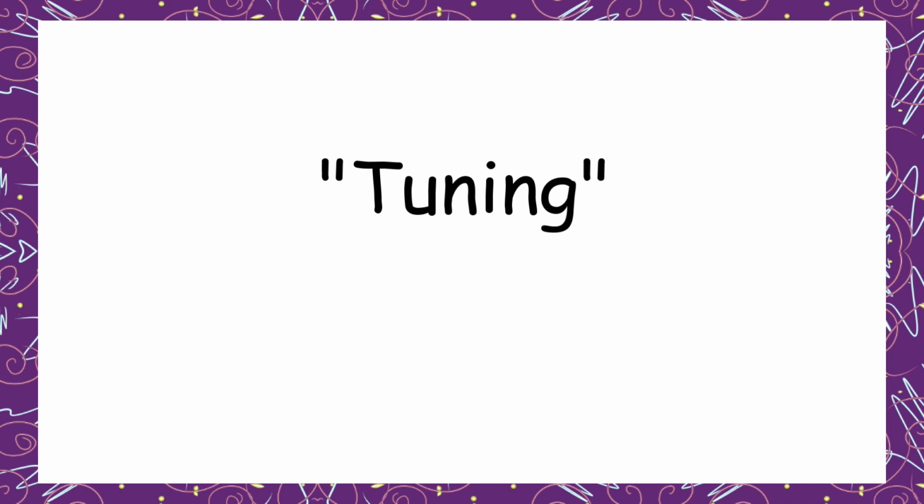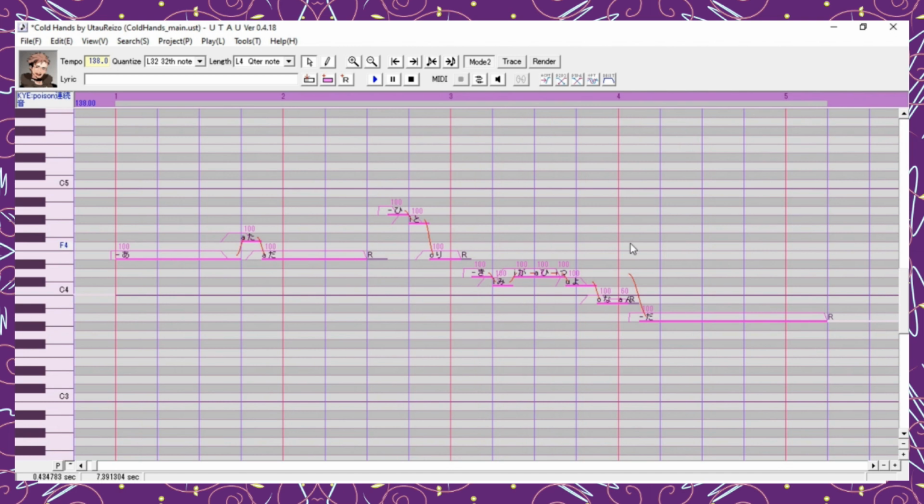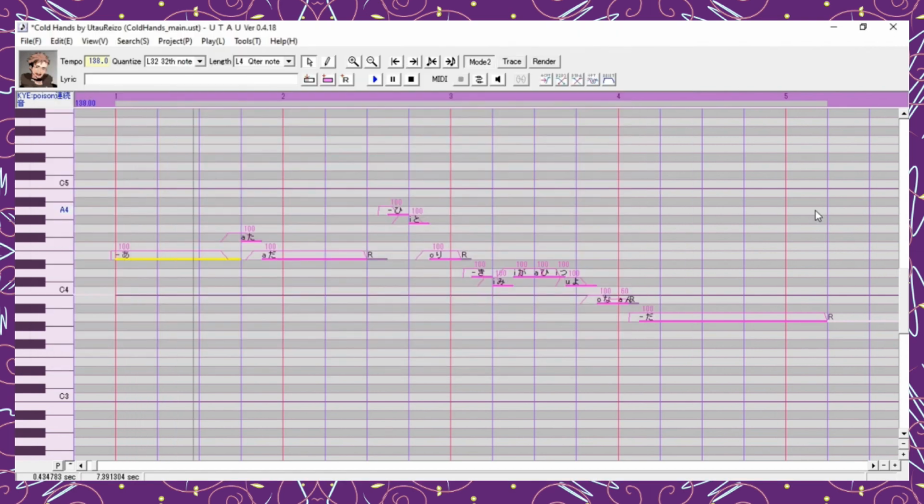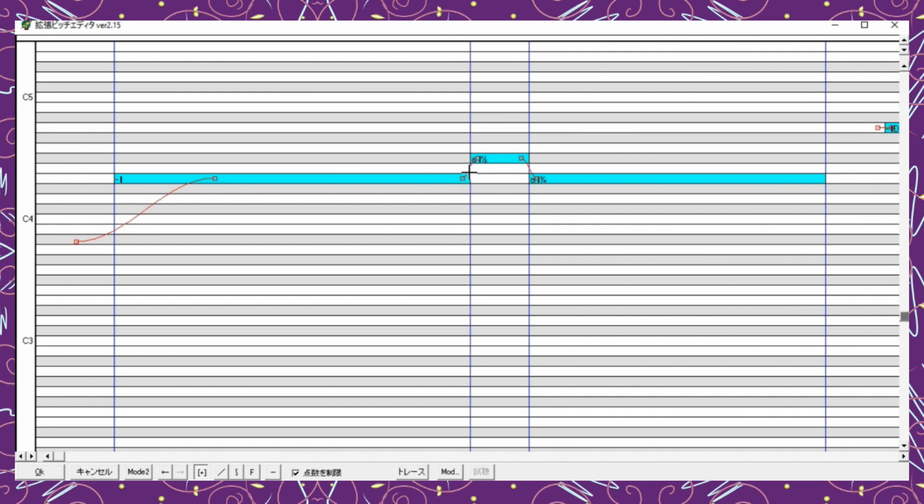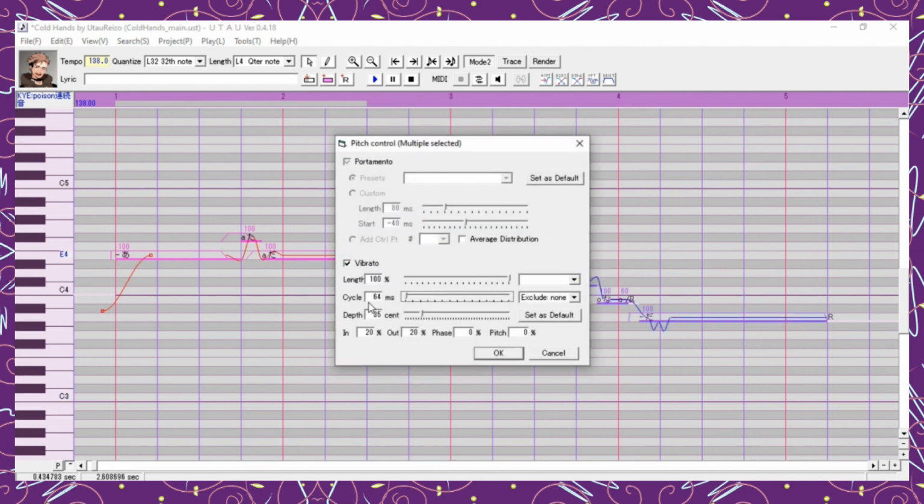Now that I have my UST downloaded, it's time to tune. Tuning is taking the UST and making the voice bank sing it to my specifications. See these red lines here? Those lines are how this robot is going to sing. No red line? Sounds bland, boring, robotic. Add a line and move it around a bit. Much better. And don't forget your vibrato.